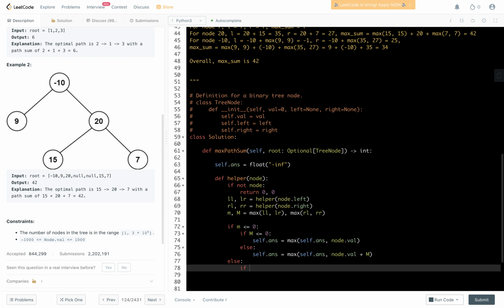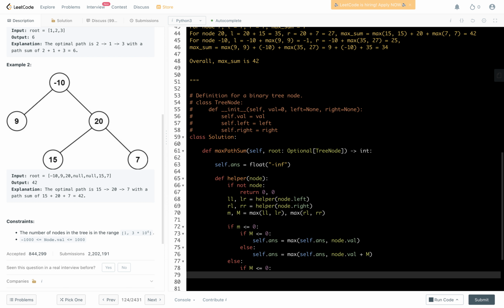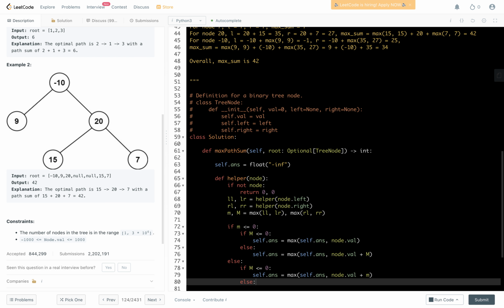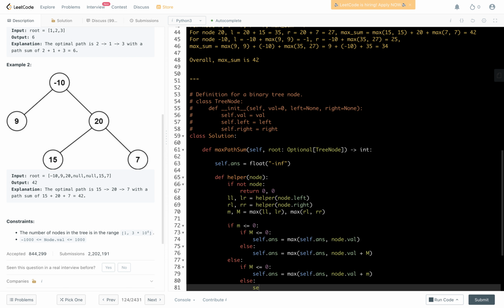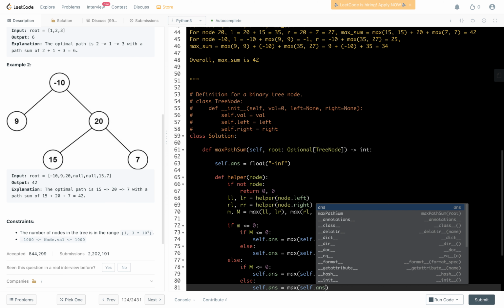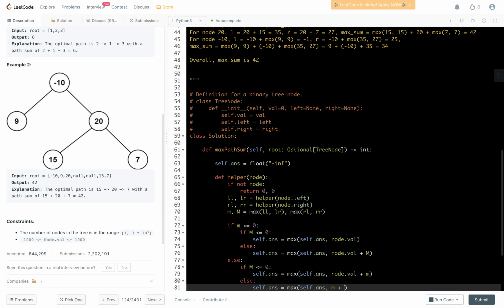Next, we're going to consider the case the little m is positive. Then in this case, we can go to left subtree from the current node. Then we consider if we can go to the right subtree also. So first, let's consider the case capital M is not positive. In this case, we go to left only, but not go to right. So we're going to have self answer equals max of self answer and node value plus little m, because we can go to next left.